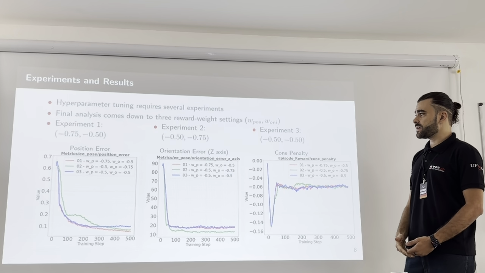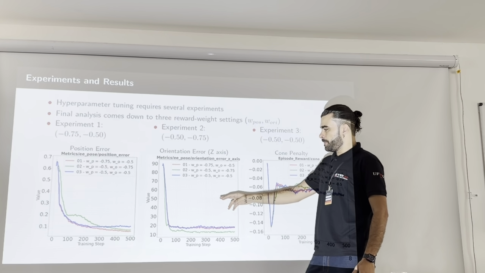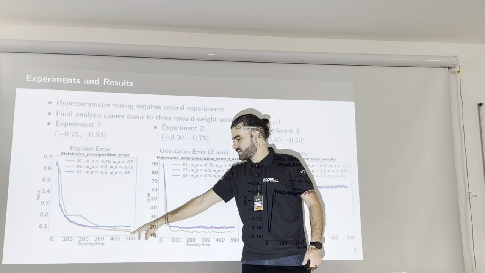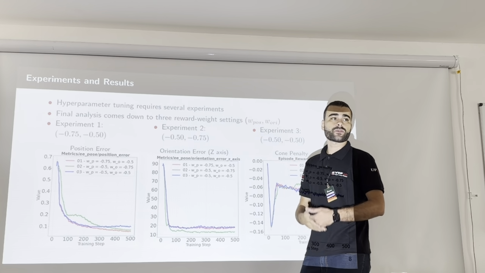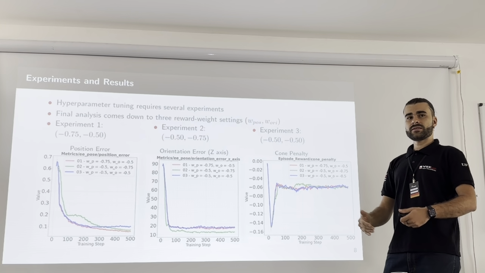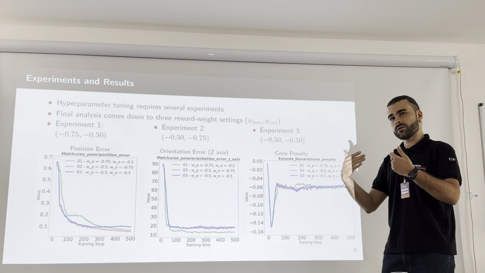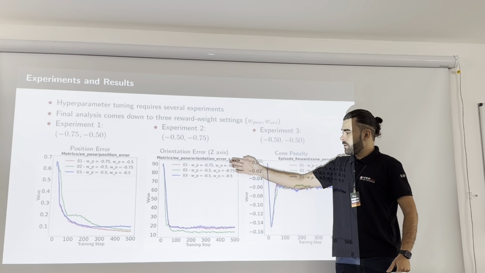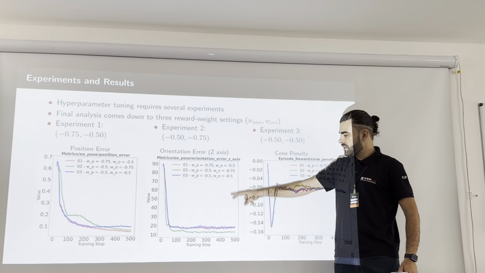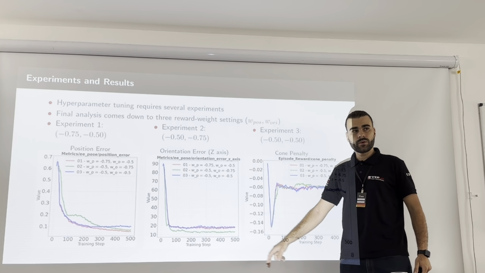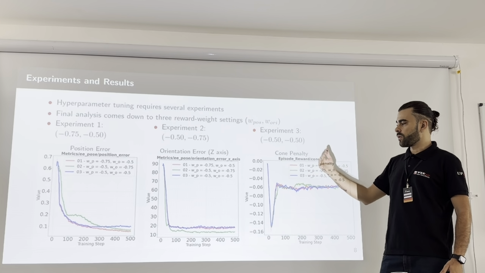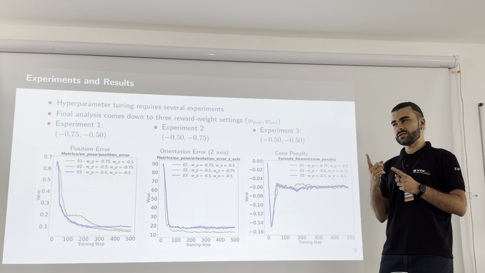What we can see here is, first of all, the expected. Experiment 1 achieves the lowest error in position because we're penalizing position more. So that makes the agent want to get closer to the object. When we look at the orientation error in Z, the more penalization we do on orientation, the more the agent tries to align the Z-axis.